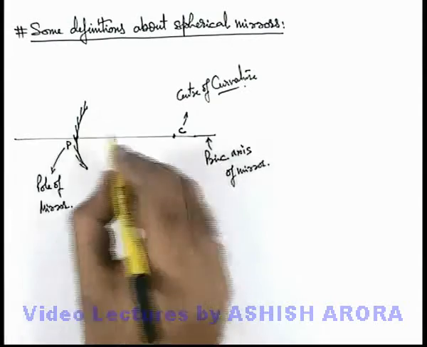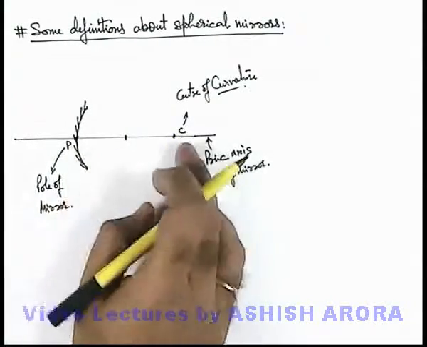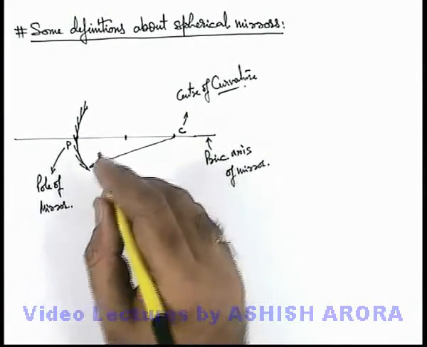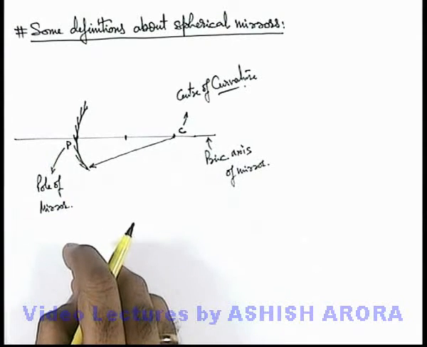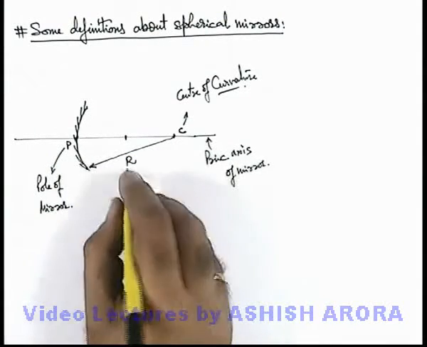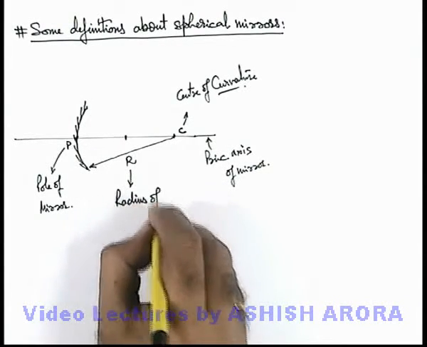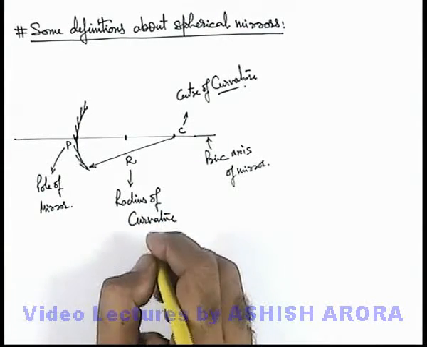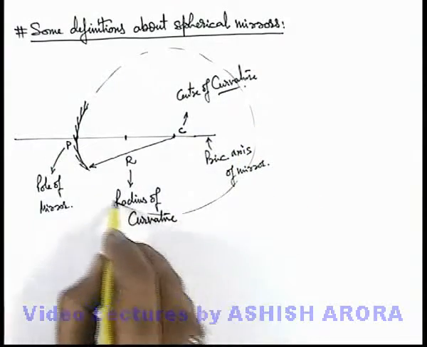And the midpoint of P and C, which is obviously at a distance r by 2, because the mirror is a part of a hollow sphere, and the radius of that hollow sphere is r, and this r we call the radius of curvature of the mirror. This is the radius of that hollow sphere of which this mirror is a part.